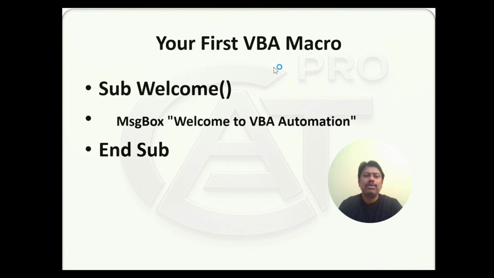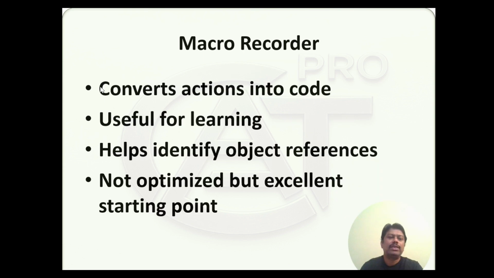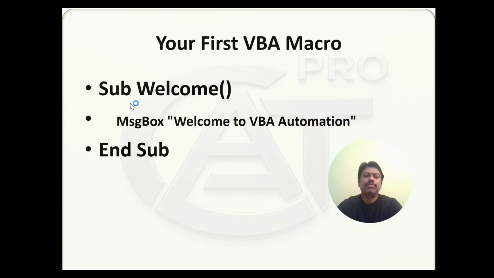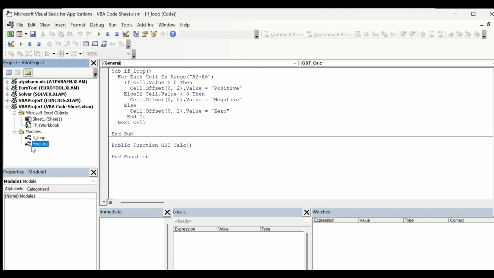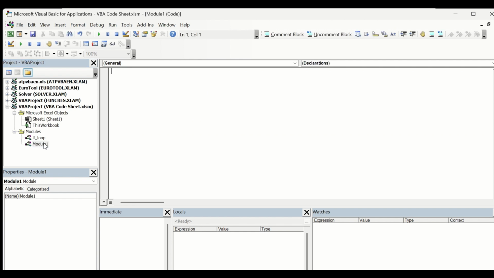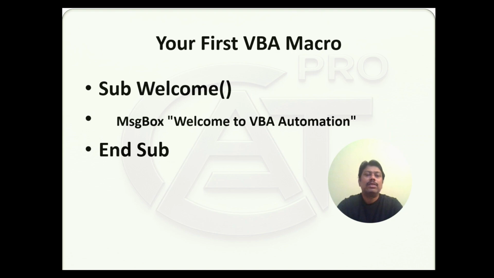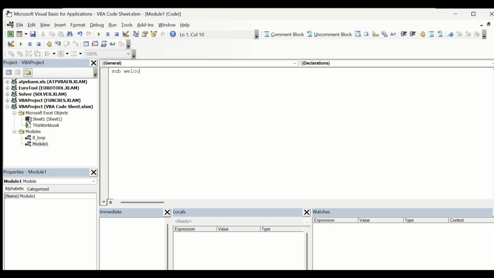This is your first code. How to write it, I am just showing you here. This is the first subject, my module 1. Just double click and the code window will be shown blank. Write Sub welcome, and we may add brackets here, and the sub will be inserted.